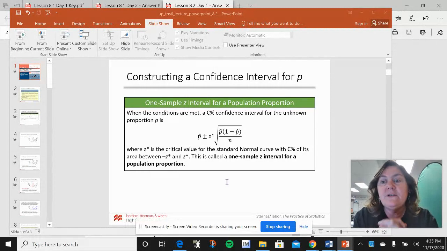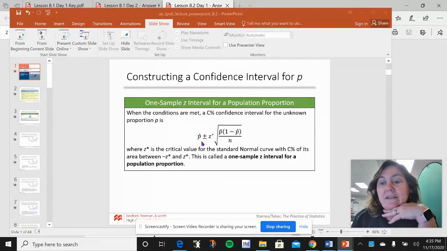This is the percent confidence that I am. Okay, so we're talking about a one sample Z interval. So we're just taking one sample. We're not taking two yet. We'll do that soon when we get to the difference of proportions. But a one sample Z interval for that population proportion is just what we just did.